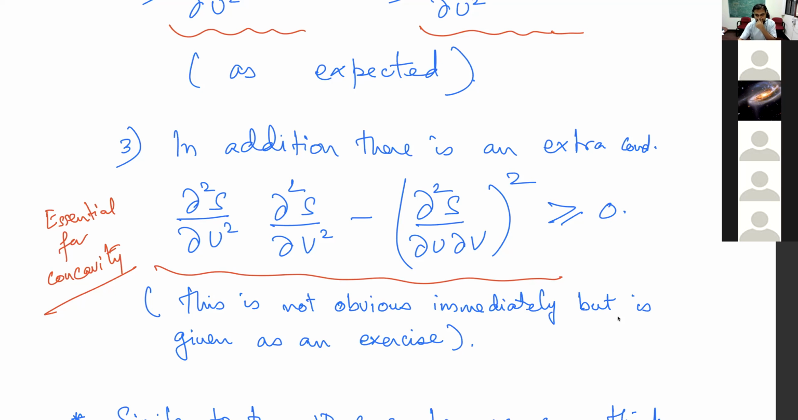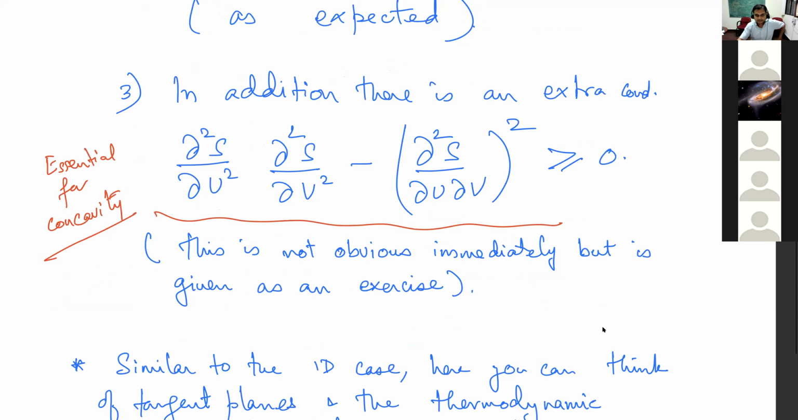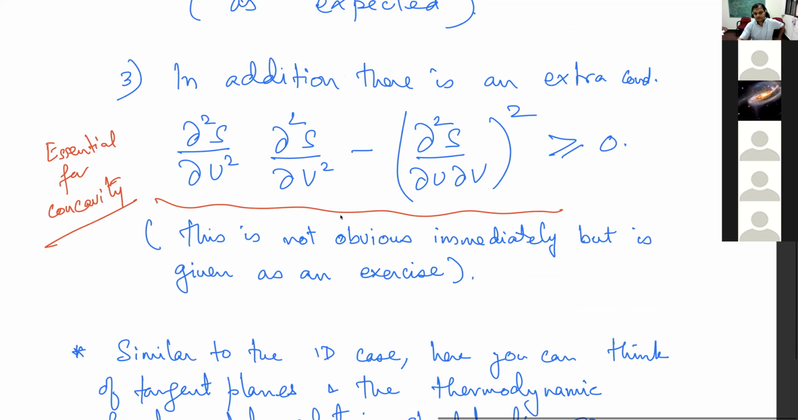I give this to you as an exercise to show. This is essential for showing local stability, or local concavity. But this still doesn't ensure global concavity, which has to be checked by doing this envelope of tangents exercise. Questions till now?